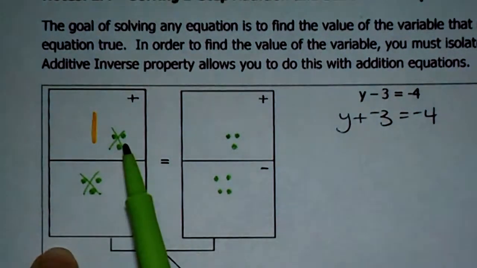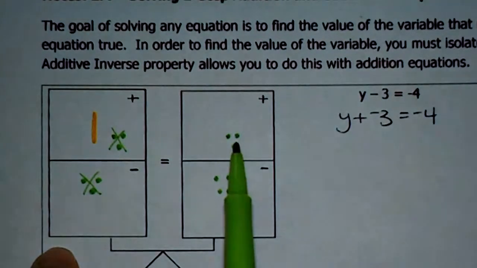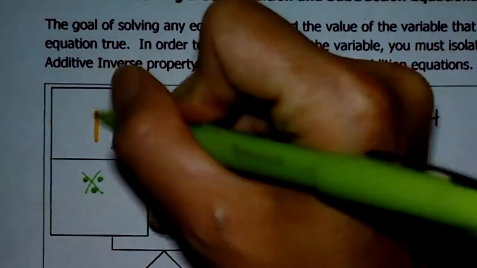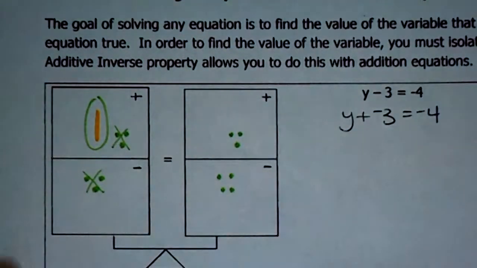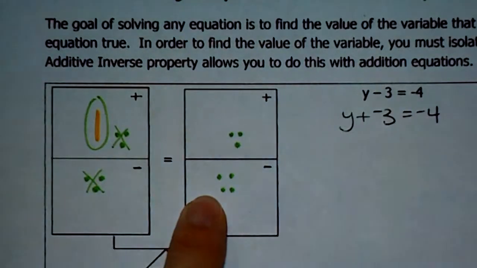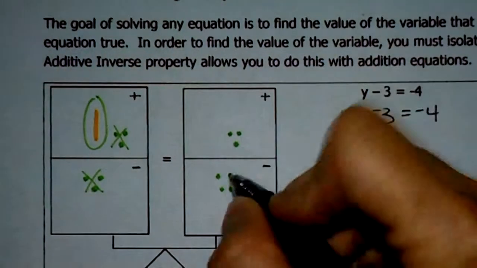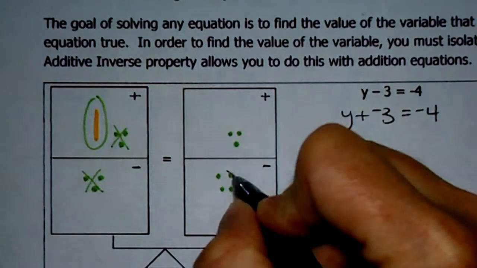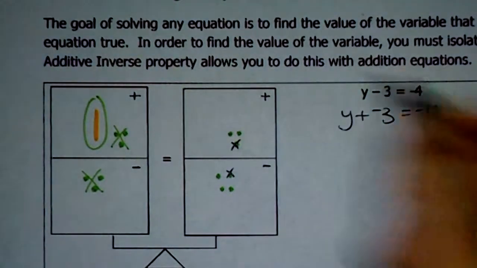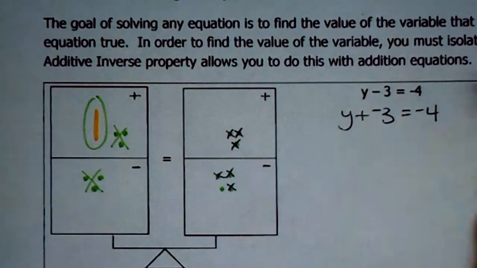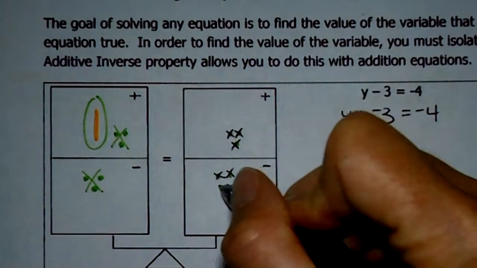So again, we added 3 positive blocks to this side. That means we need to add 3 positive blocks to that side. Now at this point, I have y by itself, and in order to figure out what y equals, I just need to combine these 3 positives and the 4 negatives. And you learned before that when you add opposites, you get 0. So this -1 and this +1 will cancel out. And I'm just making all my 0 pairs like we did before. And when you have no 0 pairs left, that means you have your answer.